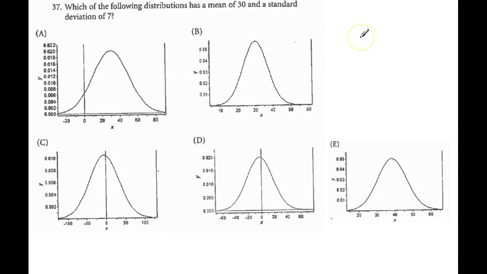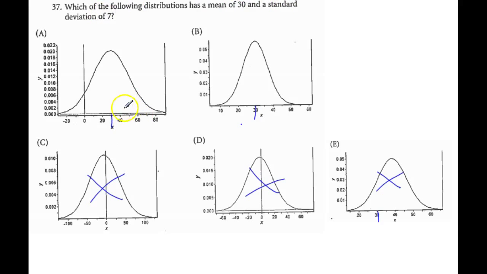Which of the following has a mean of 30 and a standard deviation of 7? So mean of 30, let's just check that out first. So mean of 30, okay, that looks okay. Mean of 30, not that one. Mean of 30, and not that one. Mean of 30, I don't think so. Okay. Standard deviation of 7.